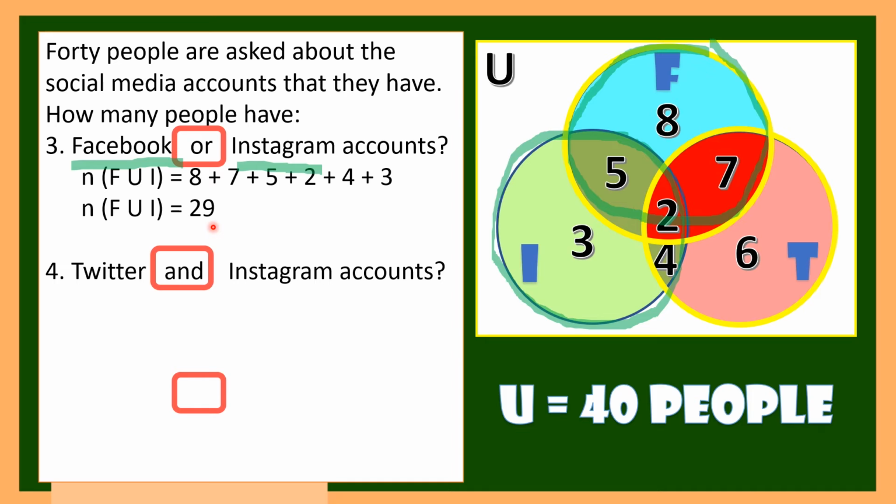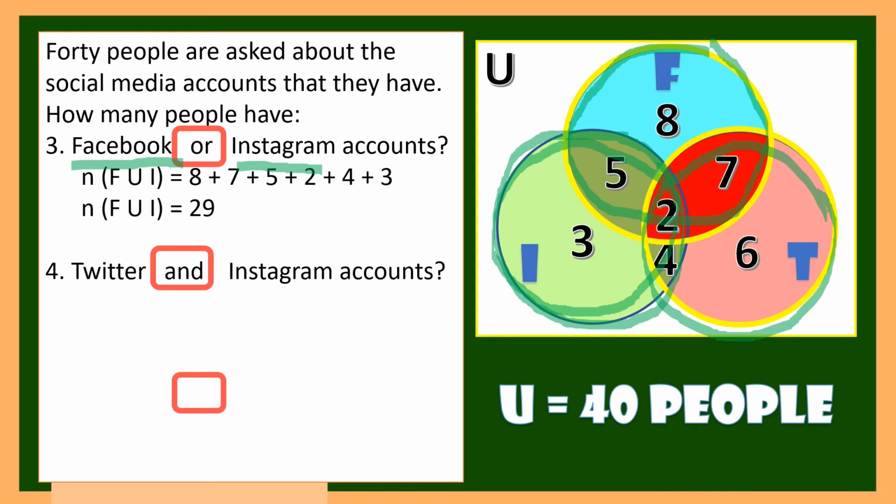Next, problem number 4. So, how many people have Twitter and Instagram accounts? Again, when we say N, it is under intersection or we're going to have the common elements of Twitter and Instagram. So, nasan po yung Twitter and Instagram? Instagram natin, this part. This one is the Twitter. And ito po yung ating Instagram. Yan. So, kukunin lang natin yung intersection ni Twitter at ni Instagram.